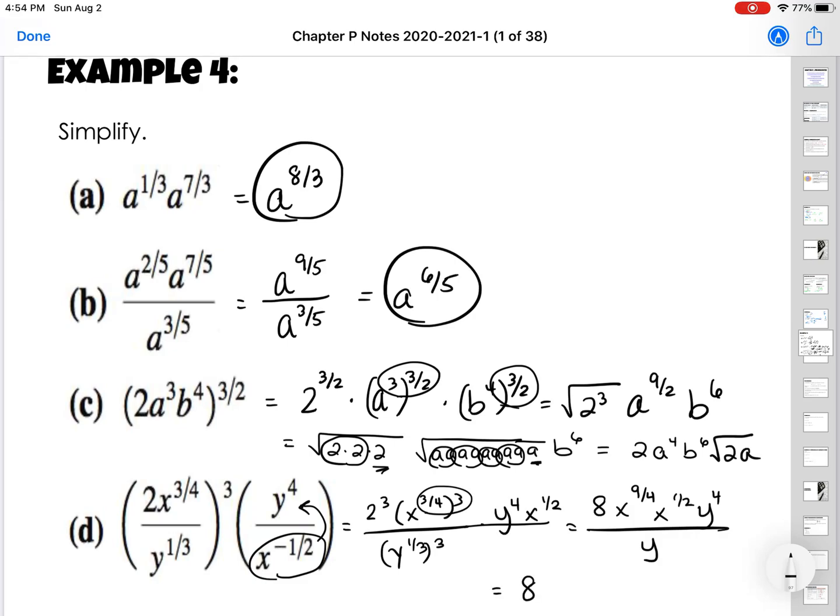The 8 is going to stay. The x's can add together. So 9/4 plus 1/2 is going to give us 11/4. And then the y to the 4th on top with the y to the 1st makes just a y to the 3rd. Okay.